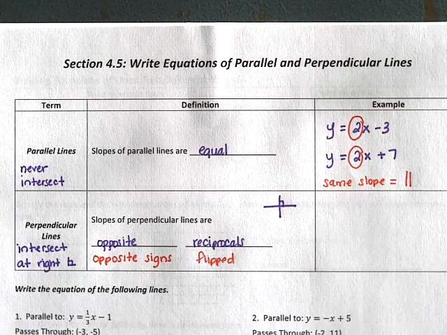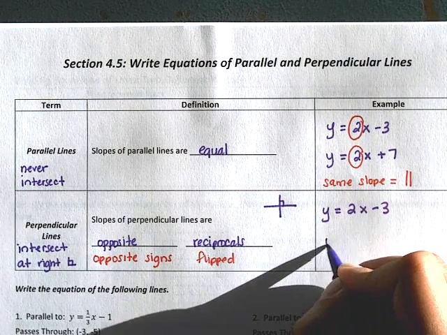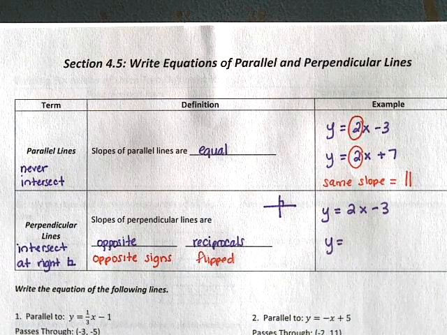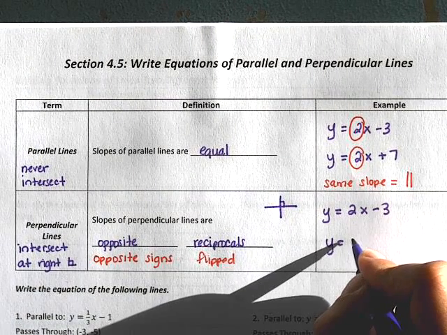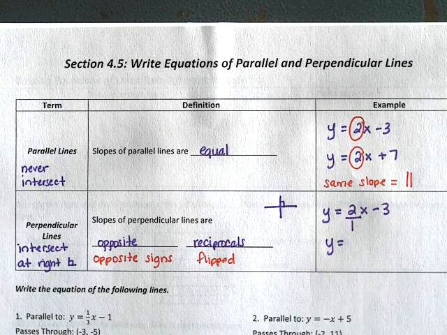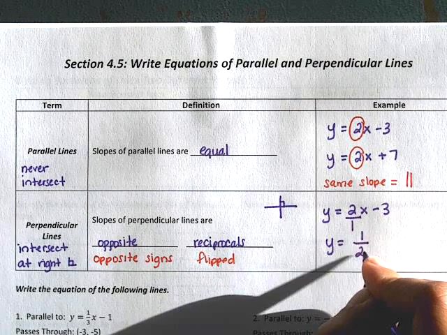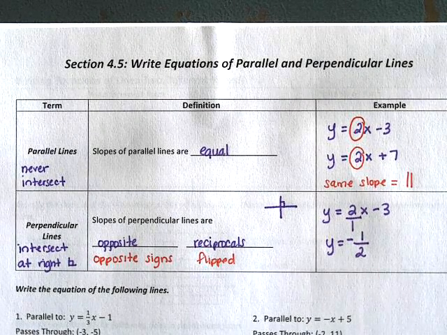For example, if we start with y equals 2x minus 3 again, a line that is perpendicular to that would be y equals, and then for the slope, instead of 2, if we think about that as 2 over 1, we would change it to a 1/2 and make it negative.